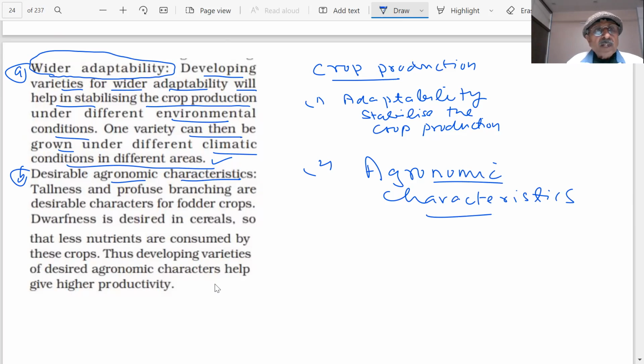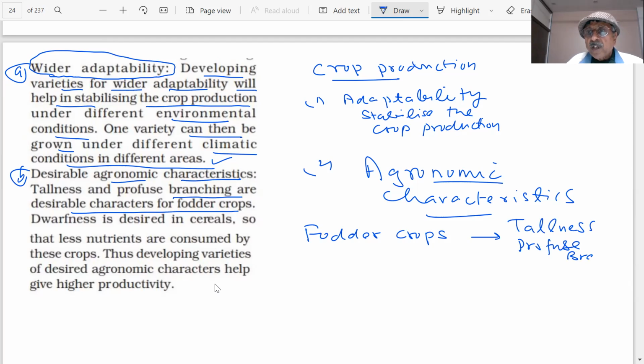Look, it says tallness and profuse branching are desirable characters for fodder crops. For fodder crops, tallness, the more tall the better, and profuse branching.